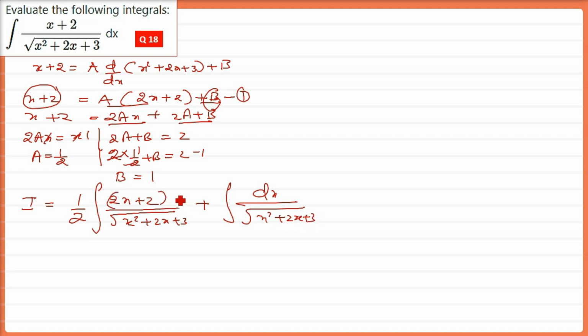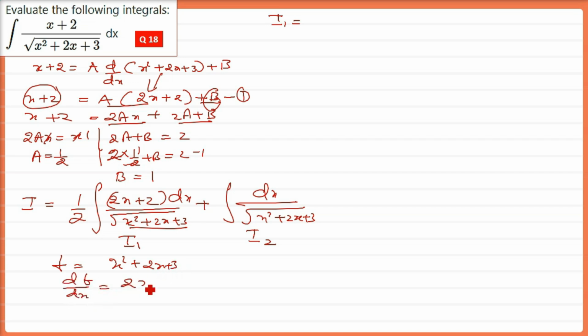So this is also having a dx. We are calling this as I1, and we'll call this as I2. So this I1 will be what? x square plus 2x plus 3. We know that if we place t equals to x square plus 2x plus 3, this dt by dx will be equal to 2x plus 2, which we have already done in the equation 1. So dt will be equal to (2x plus 2) into dx, which is the numerator of I1 actually. So I1 numerator is dt.